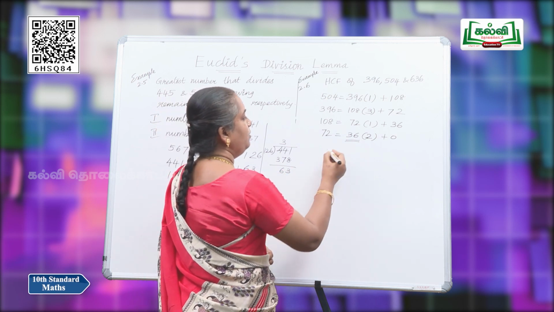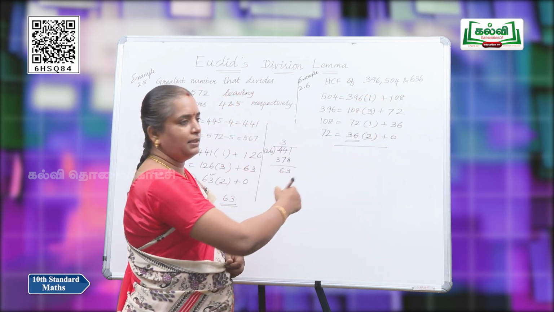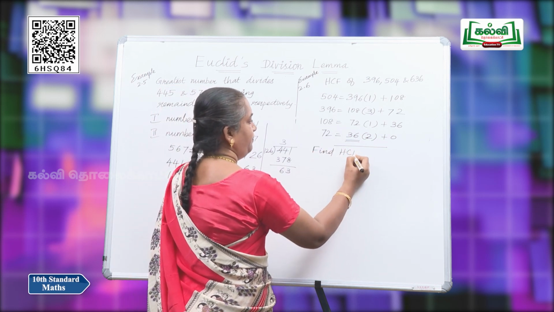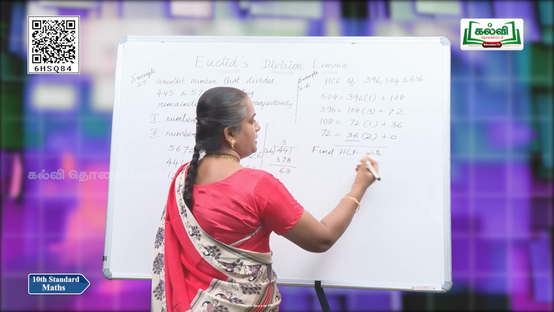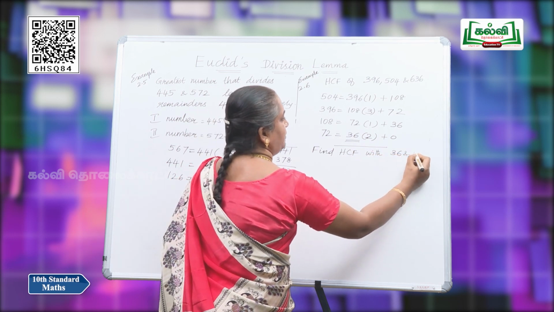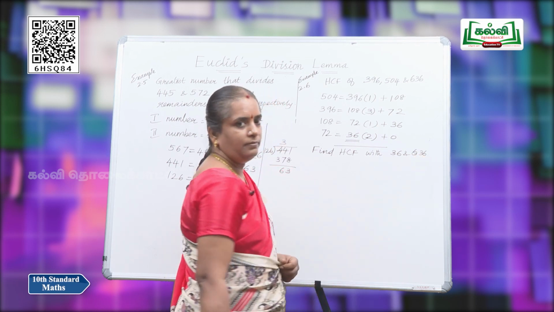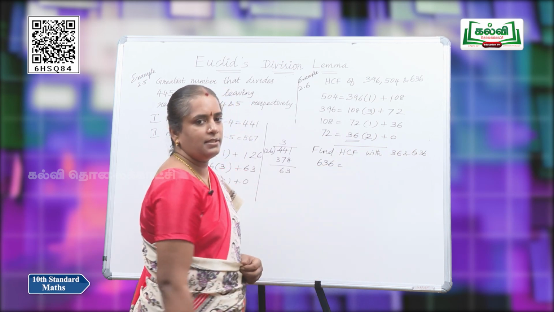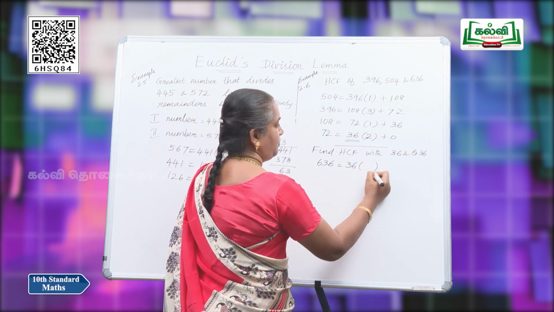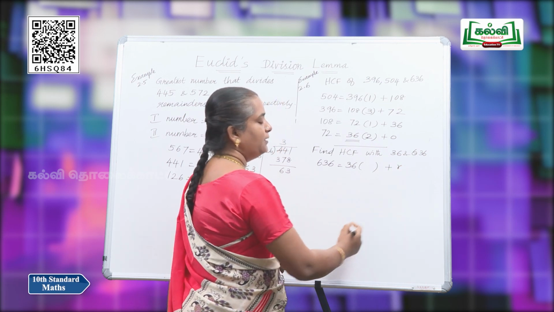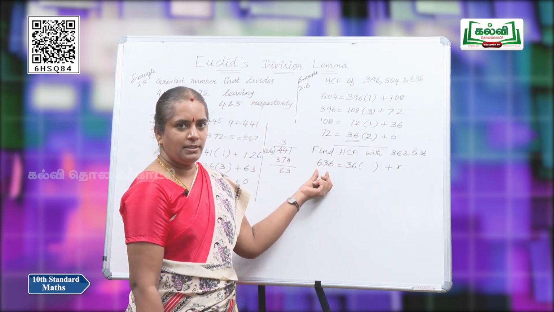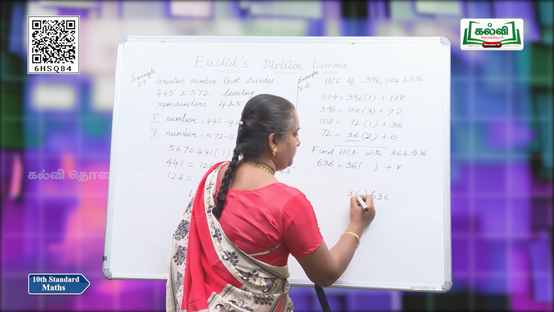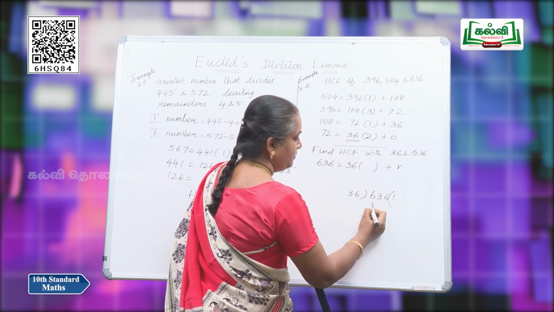Okay. So, we have to proceed with the third number and 36. So, find the HCF of 36 and 636. So, 636 is obviously the larger number. 636 is equal to 36 into some number plus remainder. So, we are going to divide 636 by 36. So, our answer will be one.